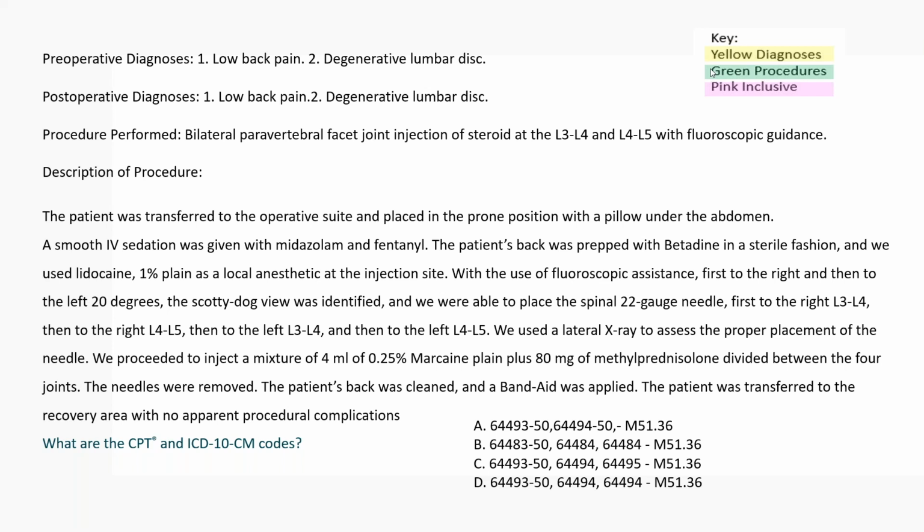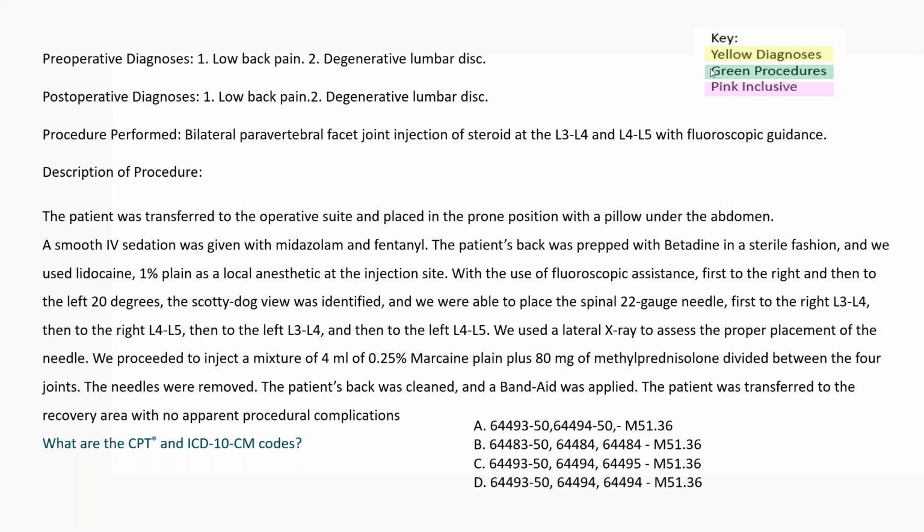Pre-operative diagnosis: low back pain, degenerative lumbar disc. Post-operative diagnosis: low back pain, degenerative lumbar disc. Procedure performed: bilateral paravertebral facet joint injection of steroid at the L3-L4 and L4-L5 with fluoroscopic guidance. Description of procedure: the patient was transferred to the operative suite and placed in the prone position with a pillow under the abdomen. Sedation was given with midazolam and fentanyl. The patient's back was prepped with betadine in a sterile fashion, and we used lidocaine 1% plain as a local anesthetic at the injection site.